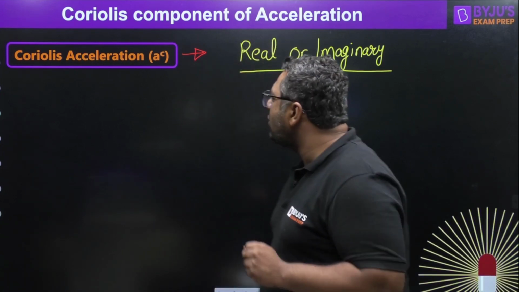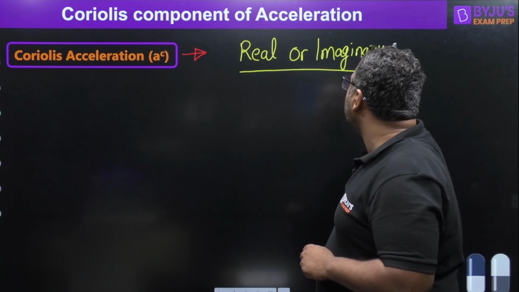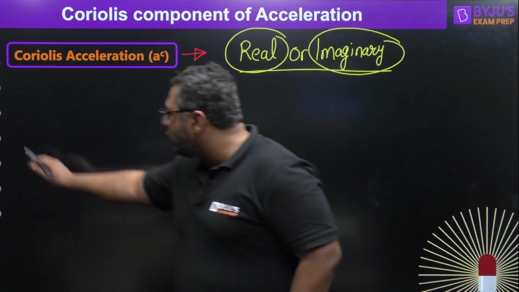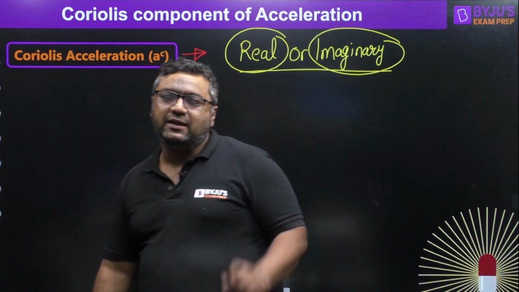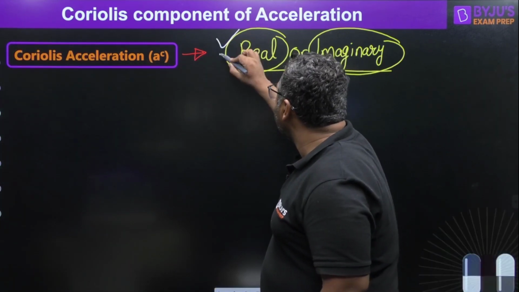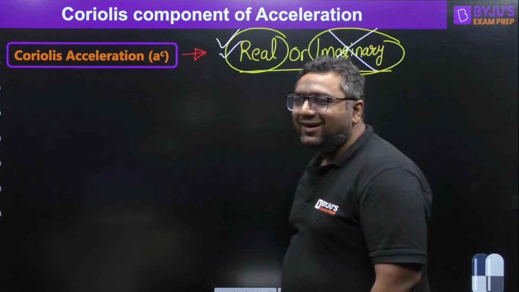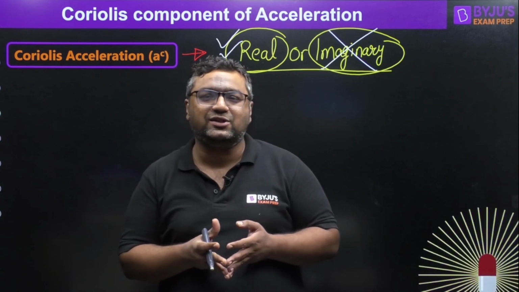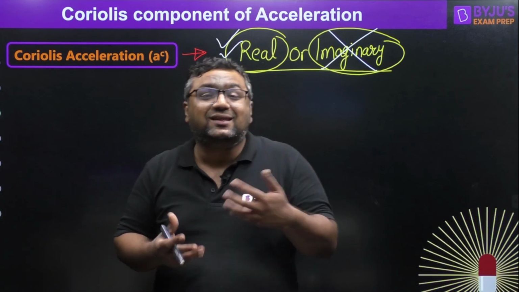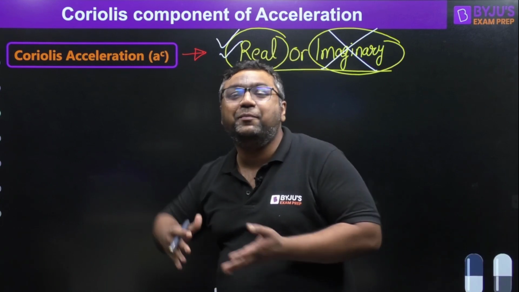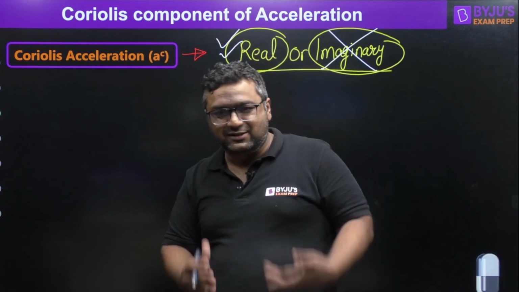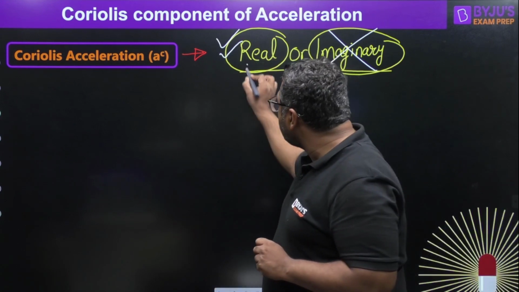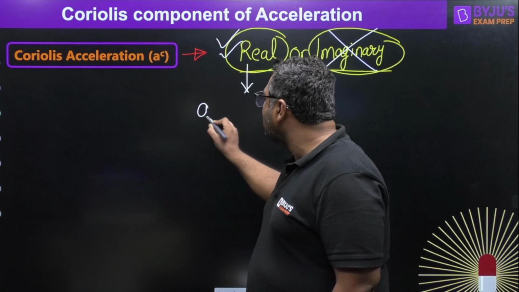So when we are talking about Coriolis component of acceleration, there is a question in the mind of students whether it is real or imaginary. I would like to tell you that it is not imaginary, it is a real acceleration only. Our concentration is first of all to discuss the things which are present, so it is not like we will be making something imaginary and then discussing it. This is definitely a real acceleration. And when we are talking about this acceleration, you know, acceleration is a vector quantity.